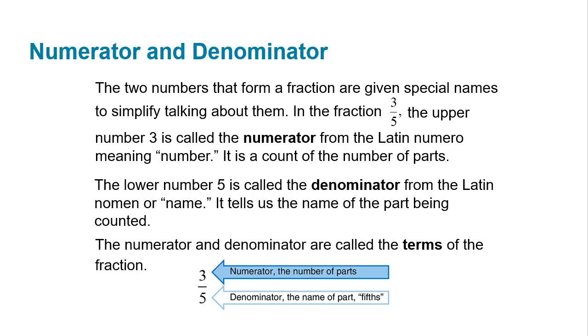A little quick vocabulary. The numerator is the number on top. The denominator is the number on the bottom. I don't know how you're going to memorize that. It's really not that important, except when you're reading a textbook and it tells you to do something with the numerator and something with the denominator.